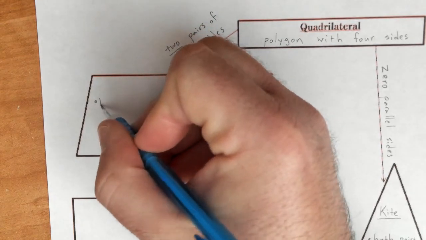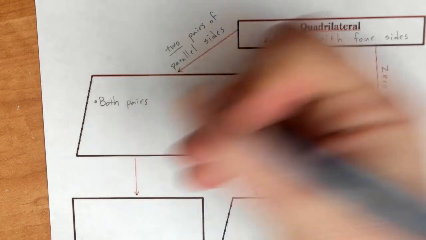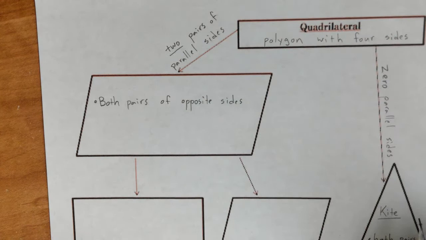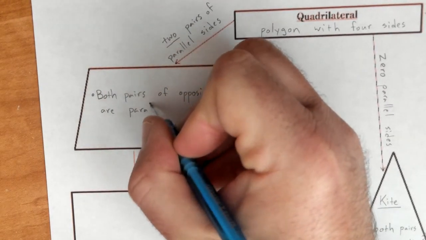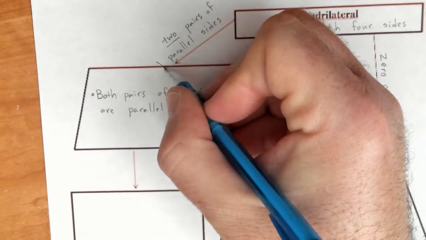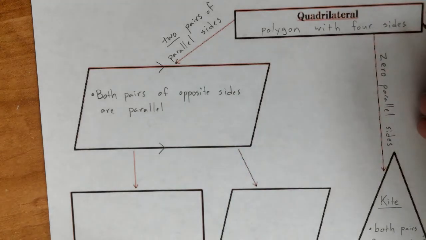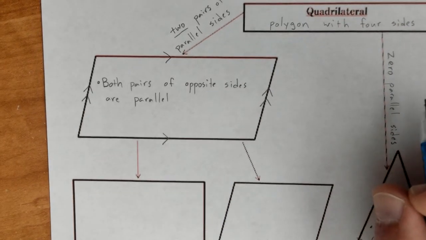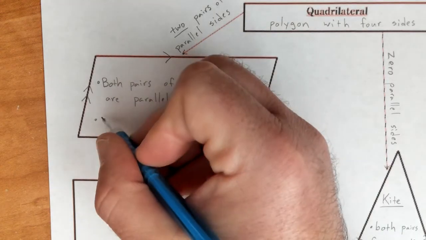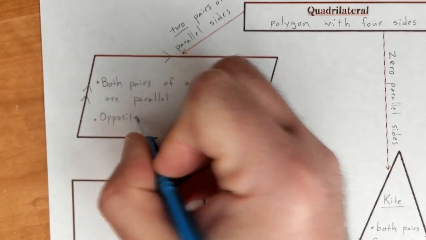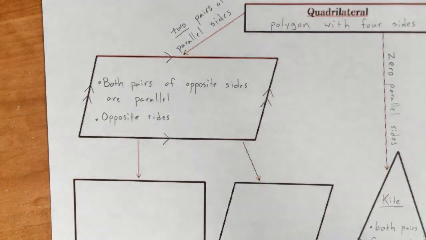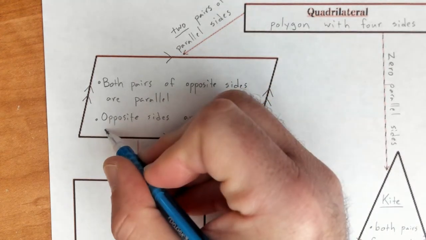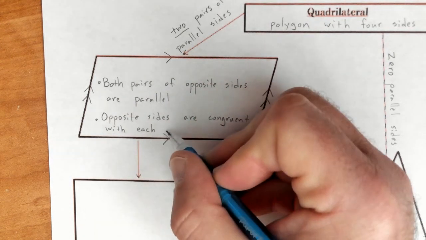Both pairs of opposite sides are parallel. Okay. So this side is opposite this side, and they are parallel. This side is opposite this side, and they are parallel. Now, opposite sides aren't just parallel. Opposite sides are congruent with each other. Opposite sides are congruent.